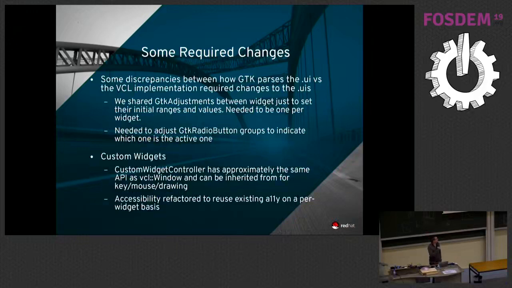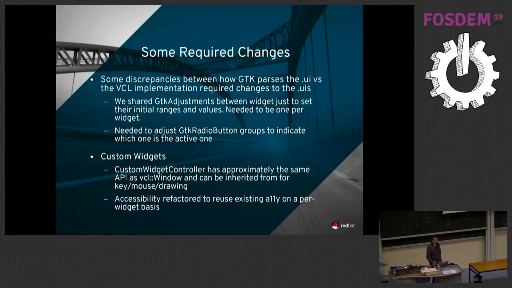So you had to go back over all those spin buttons that were sharing GTK adjustments and just duplicate them. Again, when you have a bunch of radio buttons together, as to which one is the leader of the group, there's a little bit of fuzziness over how that works. So we had done it a different way than the way GTK does it, so we need to go back and redo those .uis to do it the way GTK expects.